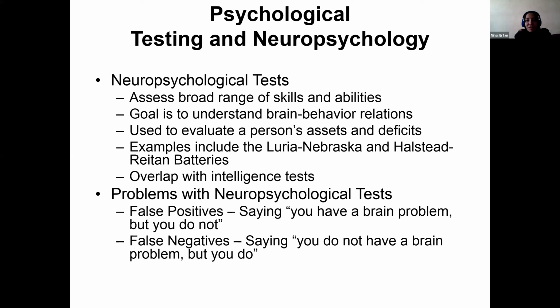A false positive is when you say that someone has a brain problem, but they do not. Or a false negative is saying that they don't have one when they do. So either way, sometimes it can happen.